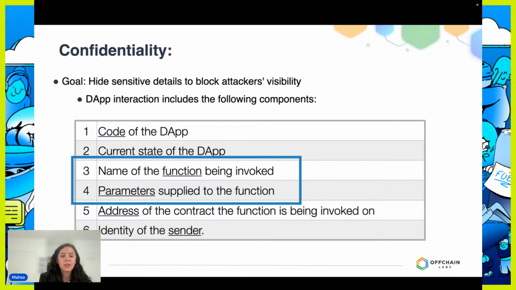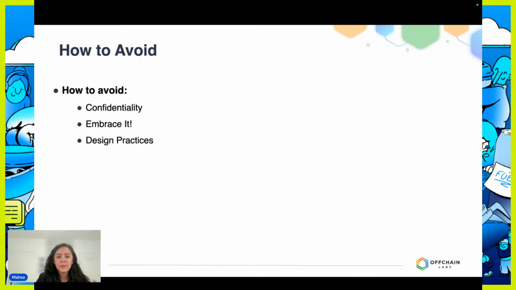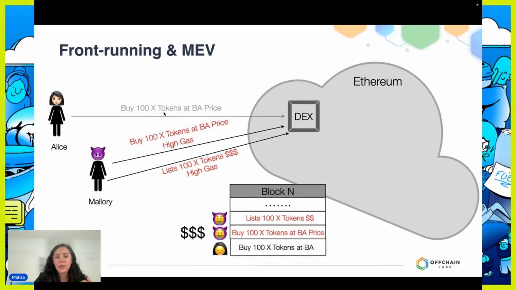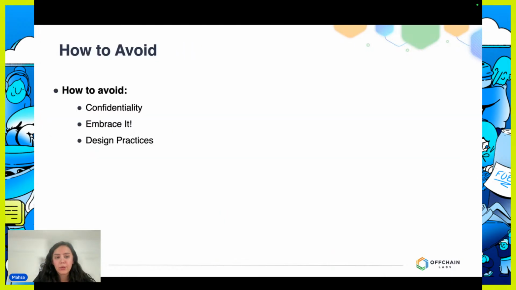The best thing here is to obfuscate or hide the name of the function that is being called, and the parameters that are being fed into the function. If you can use some cryptography to obfuscate or encrypt these two when you're sending your transaction, this prevents the attacker from seeing what transaction you're sending. So in our previous case, if Alice had encrypted the function that she called and the number of tokens or the price or everything, then Mallory would not have been able to see the transaction. So she would not have been able to front run Alice.